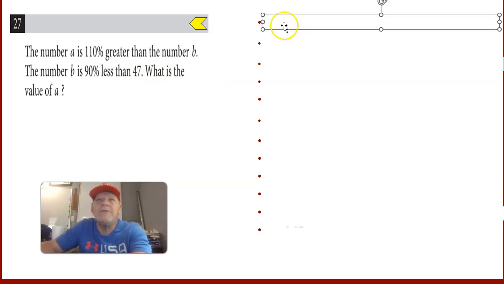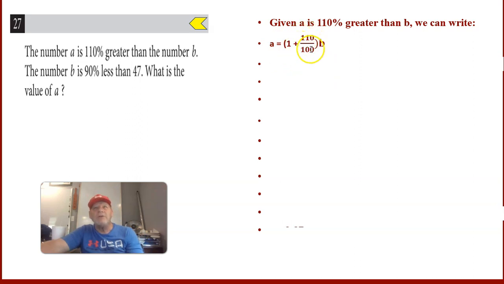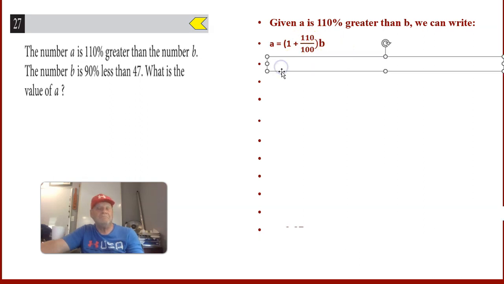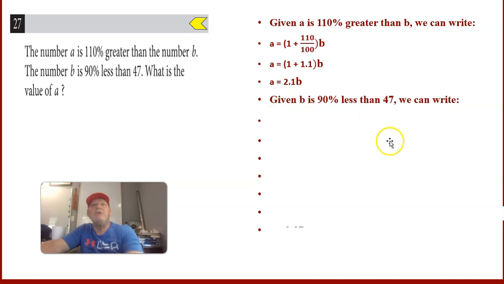So I'm going to have to write equations and substitute here. So given A is 110% greater than B, I could write that A equals 1 plus this 110 over 100 is 110% times B. I can simplify that to 1 plus 1.1B. So A is 2.1B. Make sure that you pause this and see if you can work it out and figure out what the value of A is. And there is not a multiple choice guessing situation. You have to figure it out.